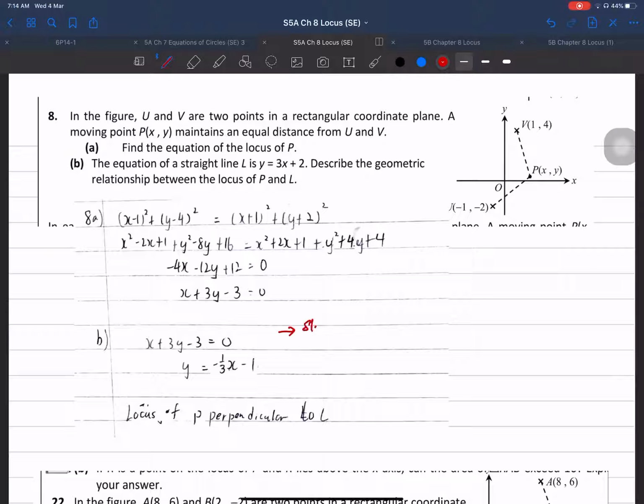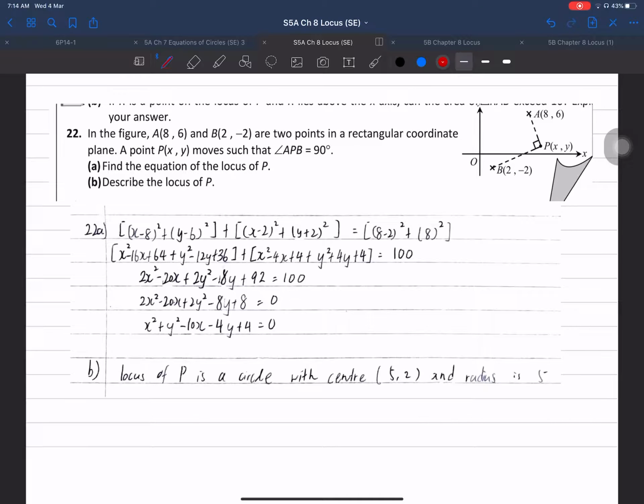So the slope of the locus of P times the slope of L is equal to negative 1 over 3 times negative 3. So this is equal to negative 1. So your conclusion is the locus of P is perpendicular to L.